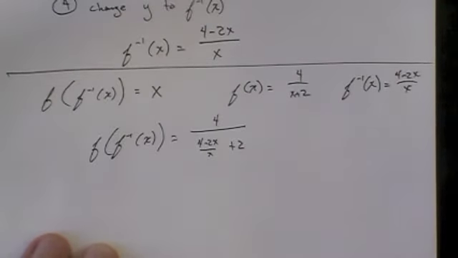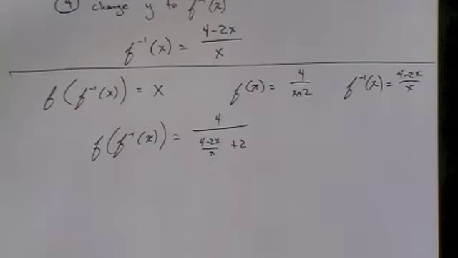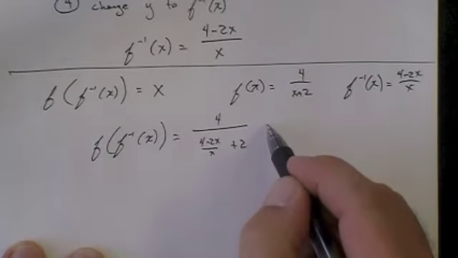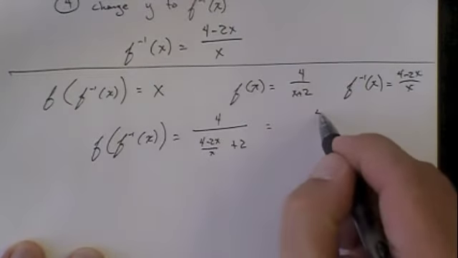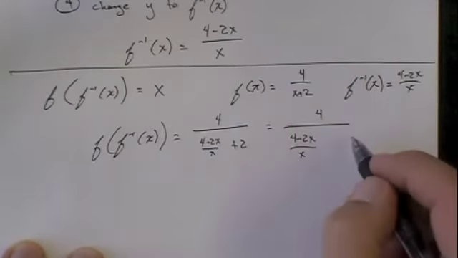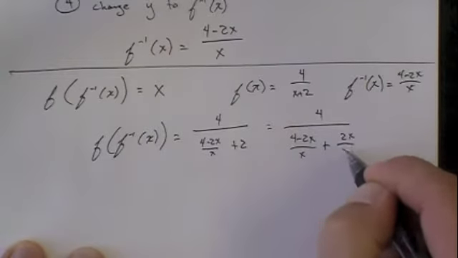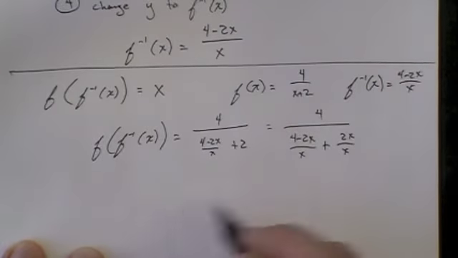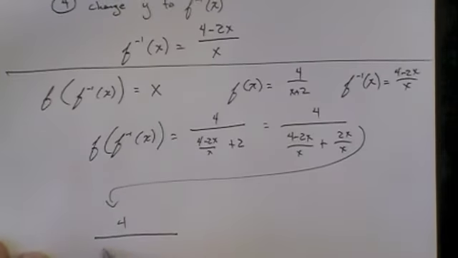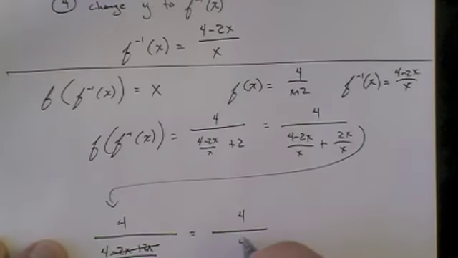Now the first thing we would want to do here, when we're adding in the denominator, we need to get a common denominator, so we're adding our fractions. I have (4 minus 2x) over x, and I'm going to multiply the 2 by x over x, so it's 2x over x. Now we can add these fractions. So we have 4 over (4 minus 2x plus 2x) all over x. Minus 2x plus 2x cancels out, so now we have 4 over 4 over x.